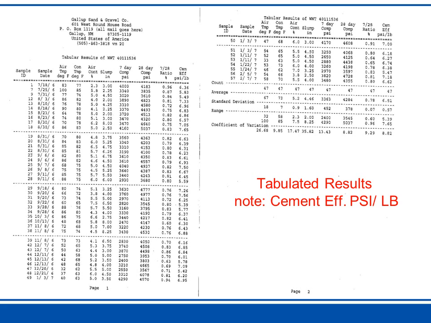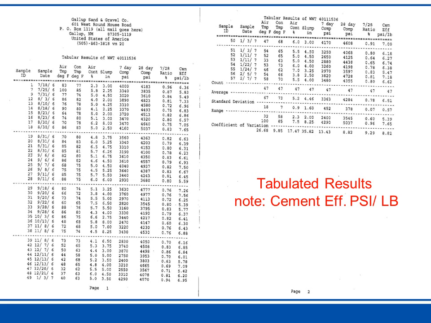These were the days cast, included the air temperature, the concrete temperature, what the air content was, the slump, the 28-day compressive strengths, the 28-day ratios, and then the cement efficiency. The cement efficiency tells you what the PSI per pound of cementitious. This is a good way of monitoring your mix designs, knowing where they are, and seeing if they are operating properly.